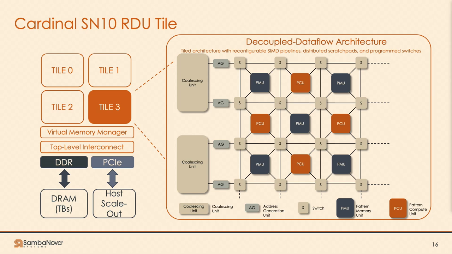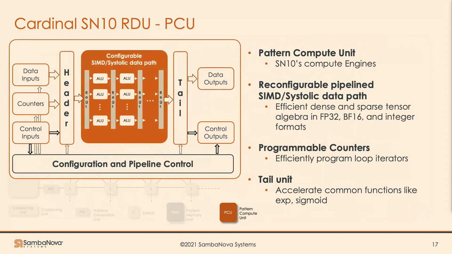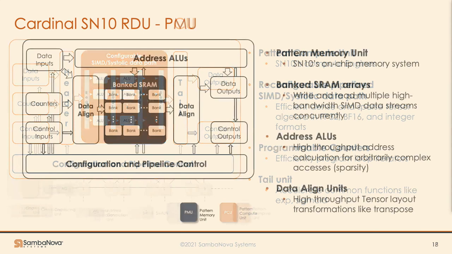So if you look inside of each one of these tiles and you look at the pattern compute unit, what you will see is a reconfigurable pipeline of components intended to exploit SIMD parallelism, and it can also be organized as a systolic data path, which of course is optimized for doing matrix multiply. And so what you can do is exploit both pipeline parallelism at multiple levels and SIMD parallelism. And you also have the capability of supporting a control flow with zero overhead loops. So you've got counters that provide this capability. And you also have a tail unit, which is optimized for doing common functions that you see in ML algorithms like exponentiation and sigmoid.